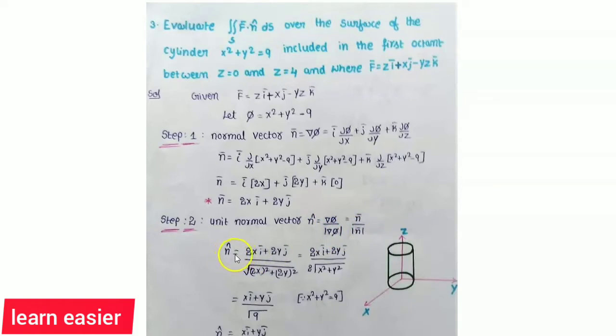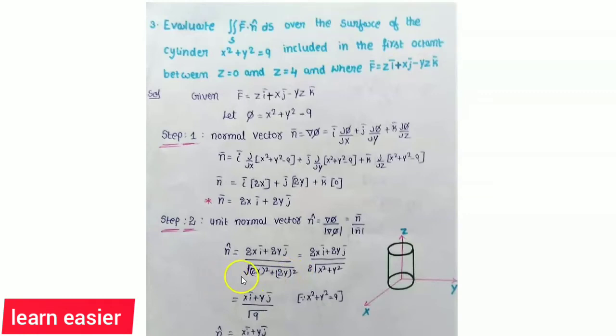So n cap is equal to n bar by mod n bar, which is what? 2x i bar plus 2y j bar by square root of (2x) whole square plus (2y) whole square, because mod n bar is the square root of the i bar coefficient 2x whole square, and the j bar coefficient is 2y, so that's why we have taken (2y) whole square.